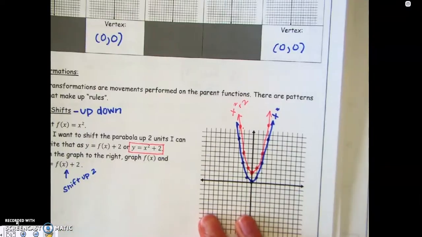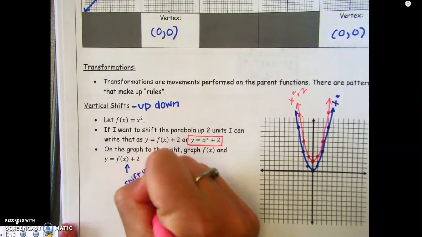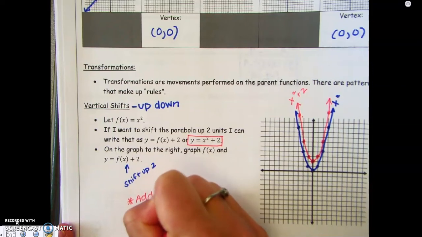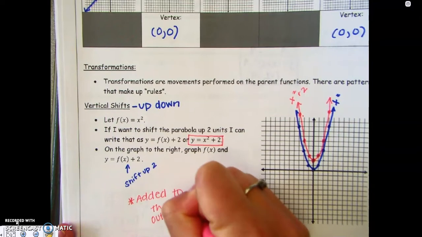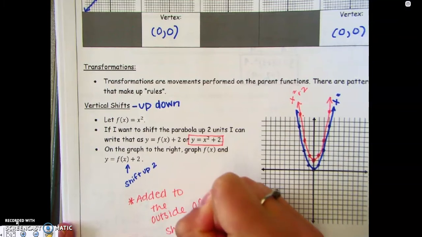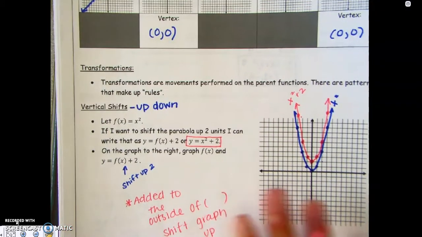Okay, so anything added to the outside of parentheses will shift the graph up. And you'll see this as we go through and do some other ones.